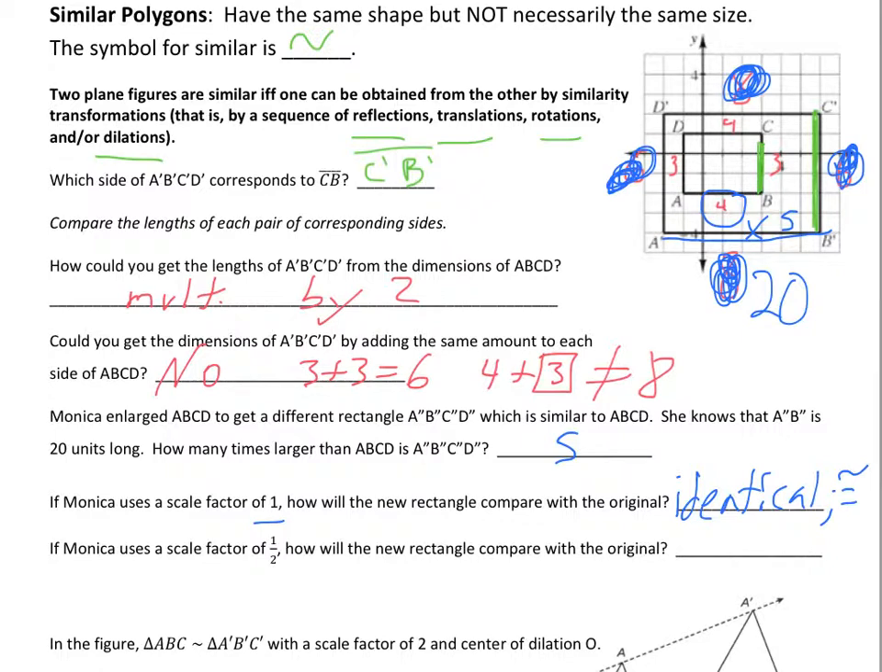Now, if she used a scale factor of 1/2, half of 4 would be 2, half of 3 would be 1.5. We'd end up with a smaller rectangle. So, how would they compare? It would be smaller. Key note here: if it's greater than 1, it's going to enlarge. If it's equal to 1, it's going to be congruent. If it's less than 1, it's going to make it smaller.